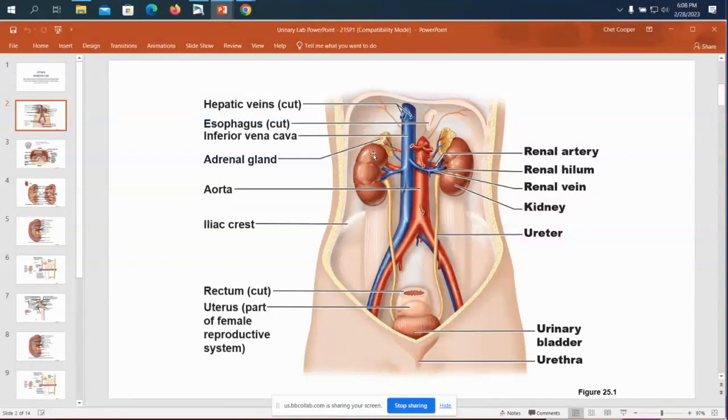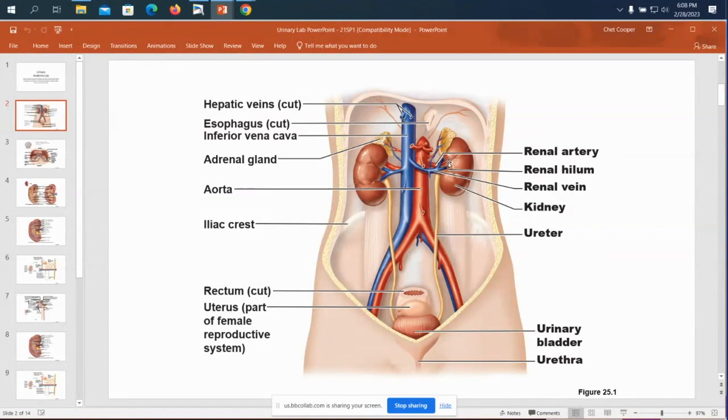I just like to remind everybody too that this right here, these are the hepatic veins. Remember, veins are going back up. So that's where the liver drains into the vena cava so that that cleaner blood can go back to the heart. Right here is where the esophagus would come through. And let's see. Oh yeah, these are your hip bones, your iliac crest. And over here on this side, this one right here, hilum, the renal hilum.